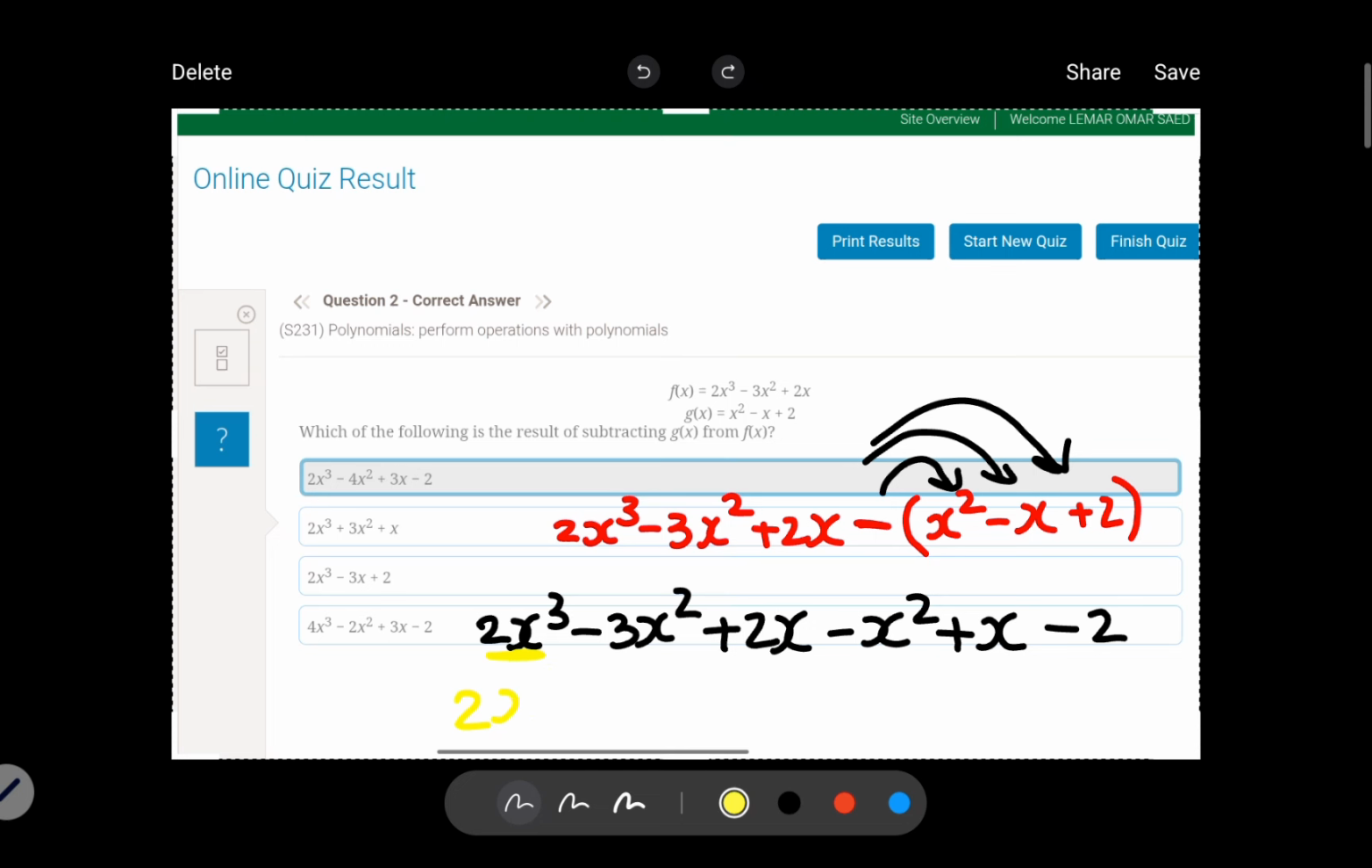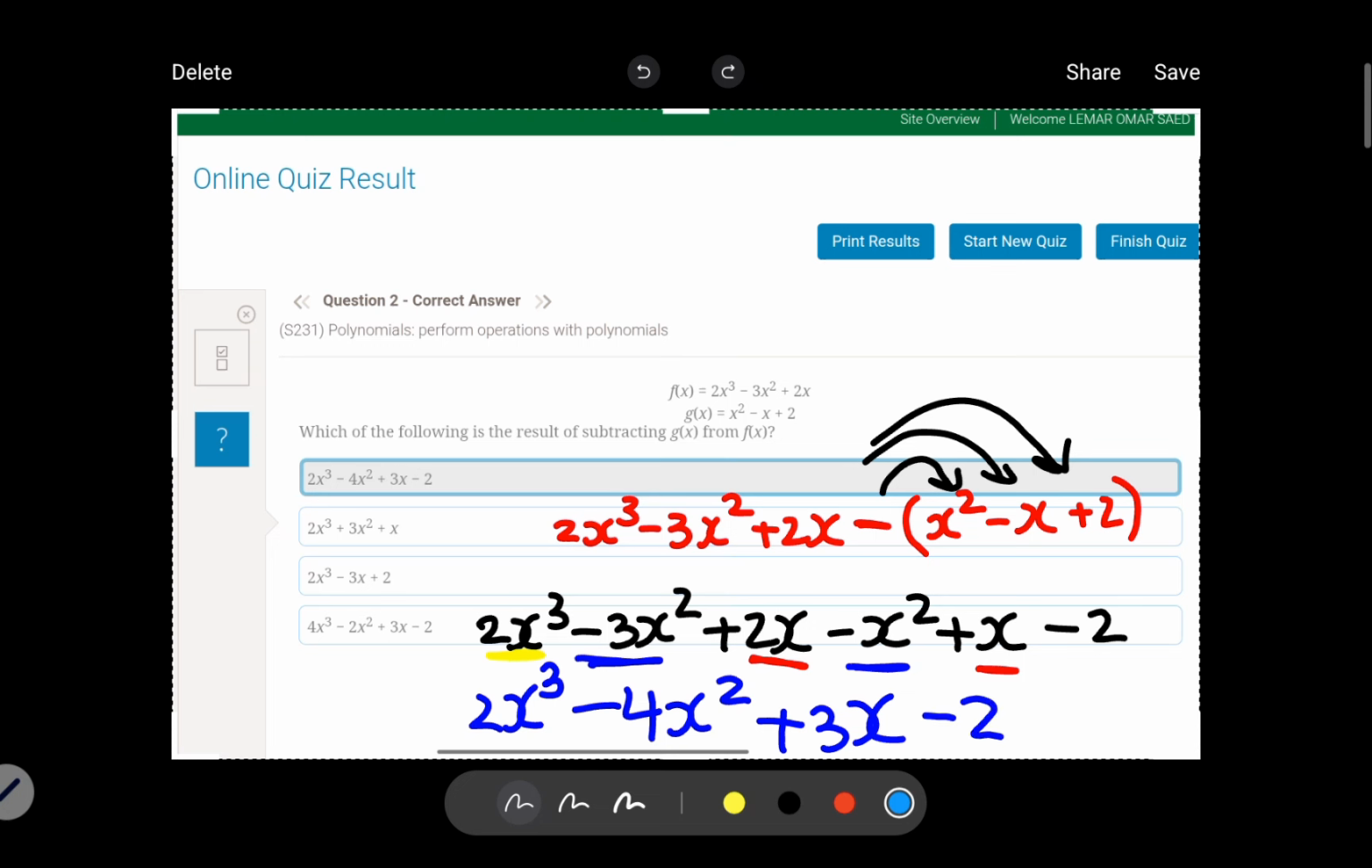Let me write with a darker color. Negative x to the power of 2 and negative x to the power of 2, so negative 4x to the power of 2. Now 2x and x, you will get plus 3x minus 2.